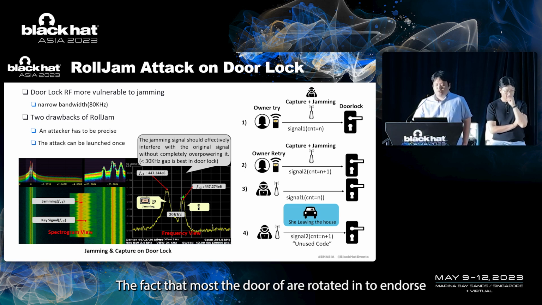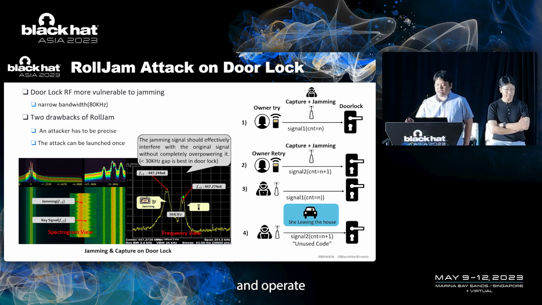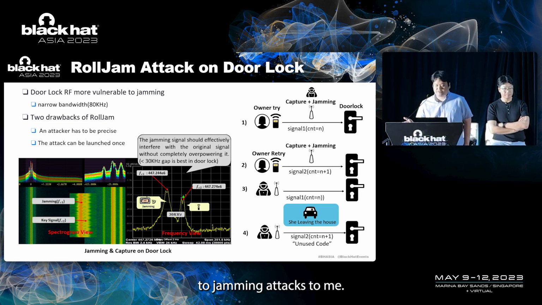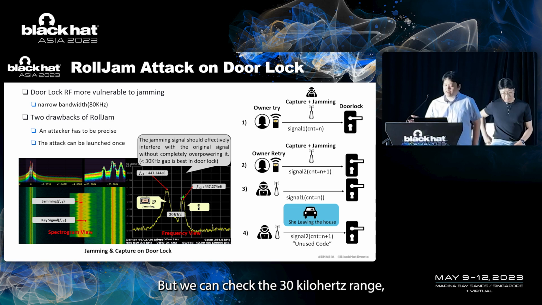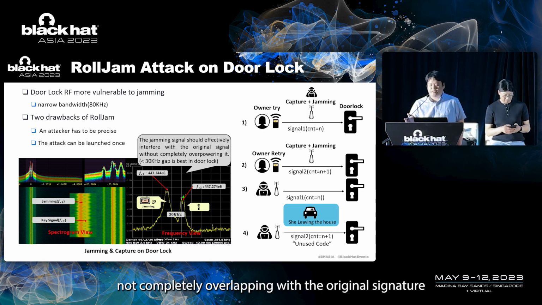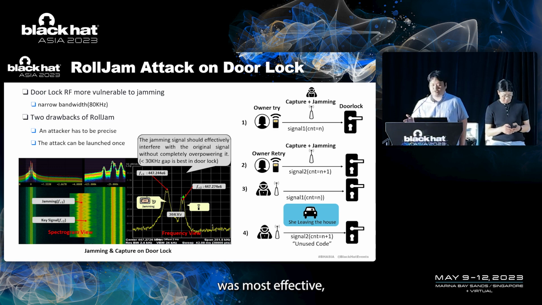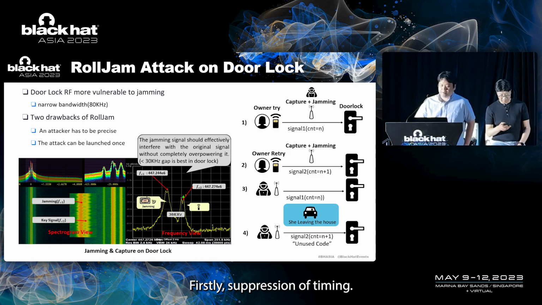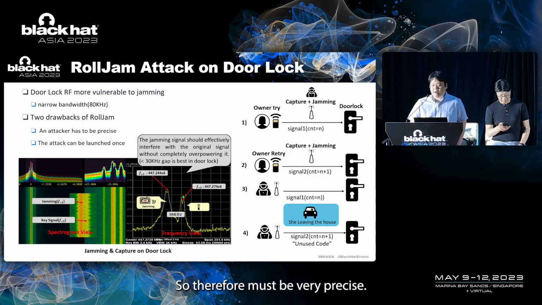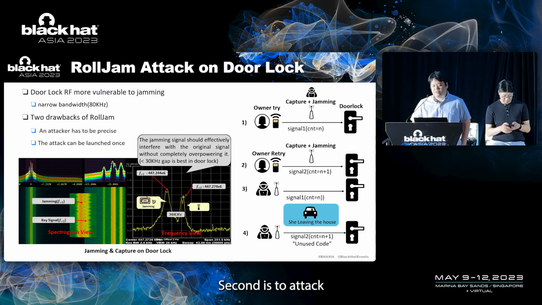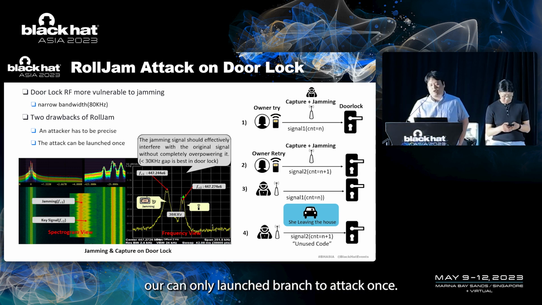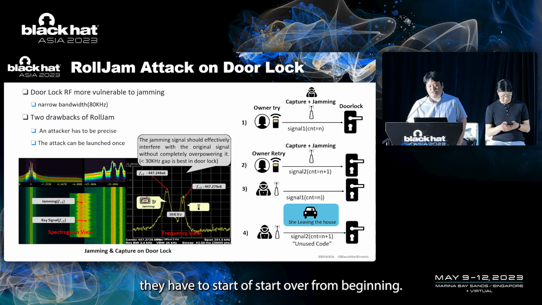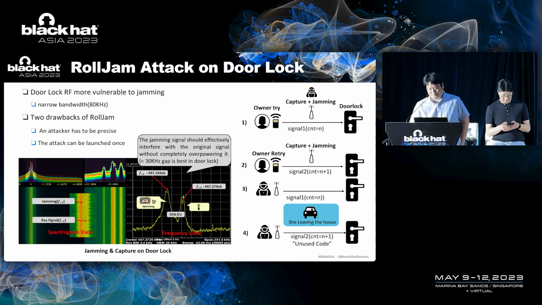The fact that most door locks are located indoors and operate on a very narrow bandwidth can make them more vulnerable to jamming attacks. TMI, but we found that a jamming signal in the 30 kilohertz range, not completely overlapping with the original signal, was most effective. But there are two main drawbacks of RollJam. First is the precision of timing, so the attacker must carry out their actions very carefully. Second, the attacker can only launch the attack once, so if they want to access the same door again, they have to start over from the beginning.